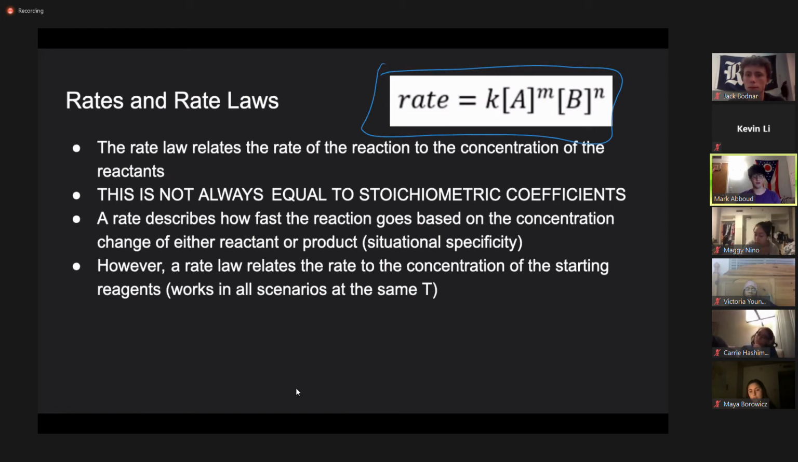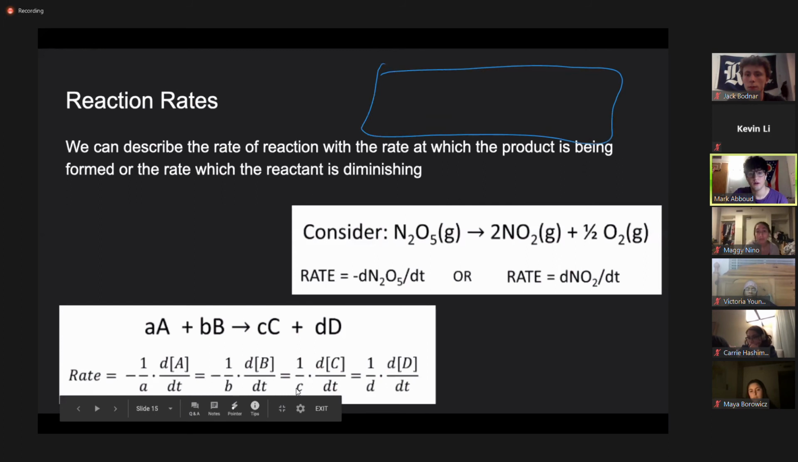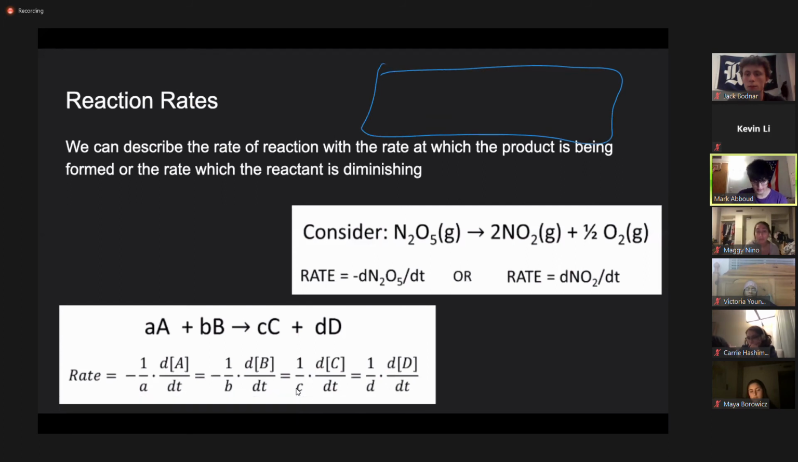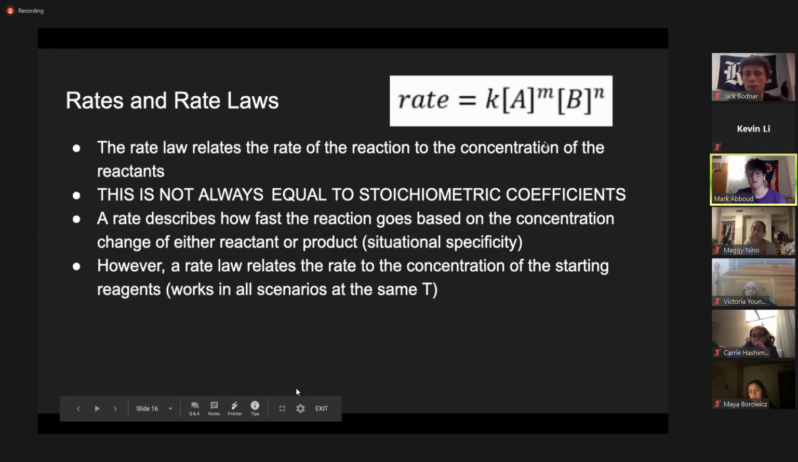Versus if we're talking about a rate, we're looking at the rate of the products being formed relative to the change in the concentration of the reactants or of the products. However, for a rate law, that's not the case because it's being expressed as the initial concentration of the reactant.